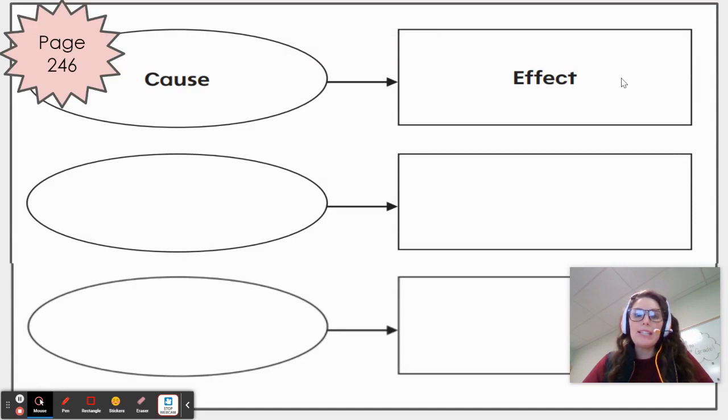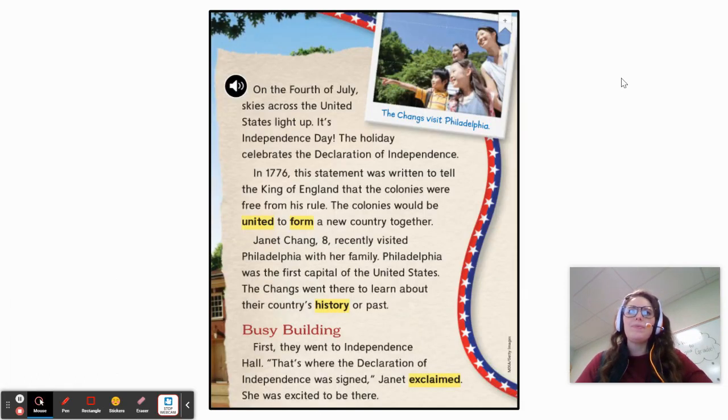So hopefully you just listened to Visiting the Past and are ready to search for cause and effect in the story. You should be on page 246 to complete this activity. Let's take a look at the first page. We learn about the Changs and how they visit Philadelphia. We are introduced to Janet Chang, 8 years old, and I'm going to read from this third paragraph where my pointer is, so I'm going to zoom in on the next slide so we can all see the words a little easier.